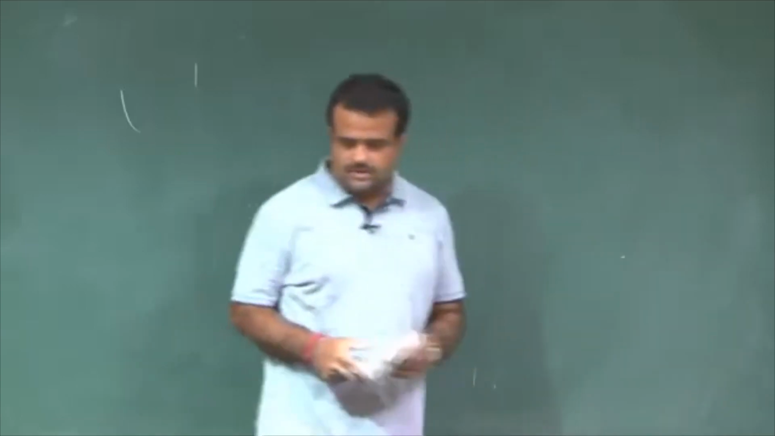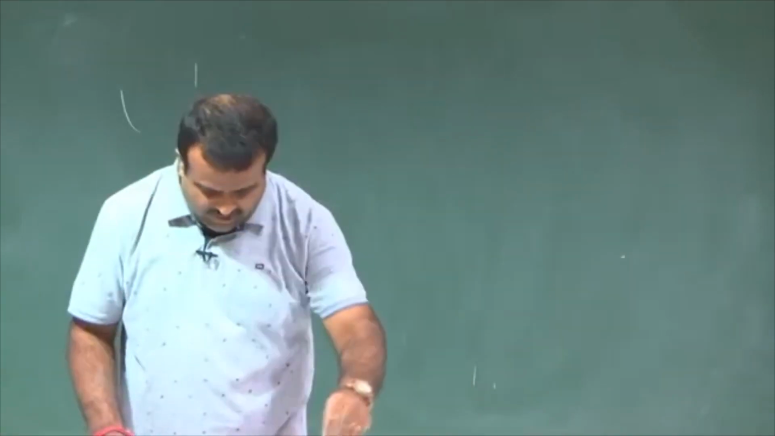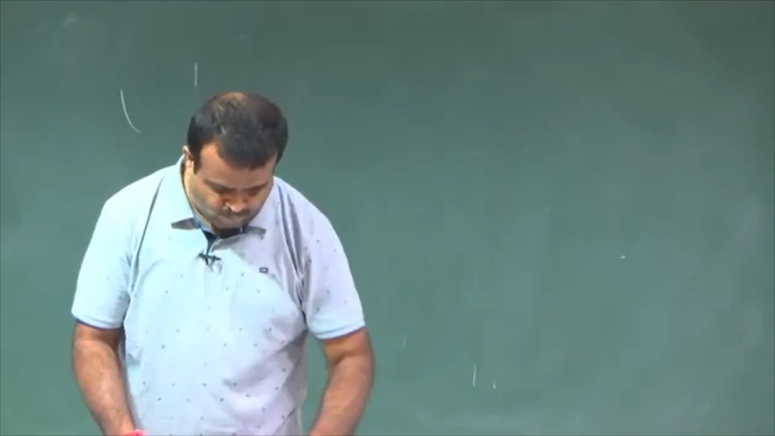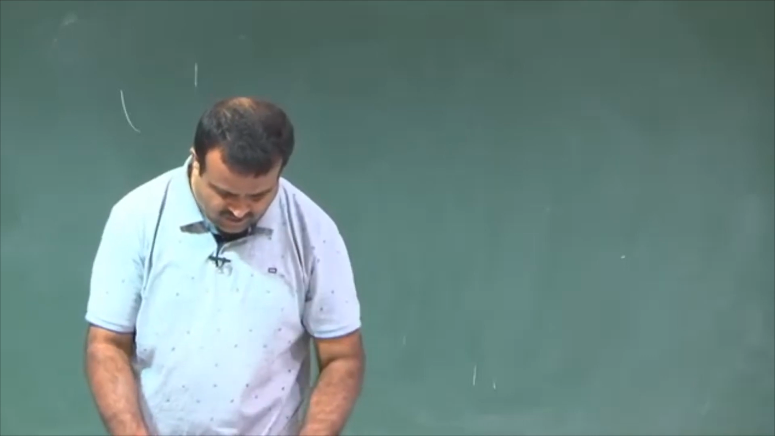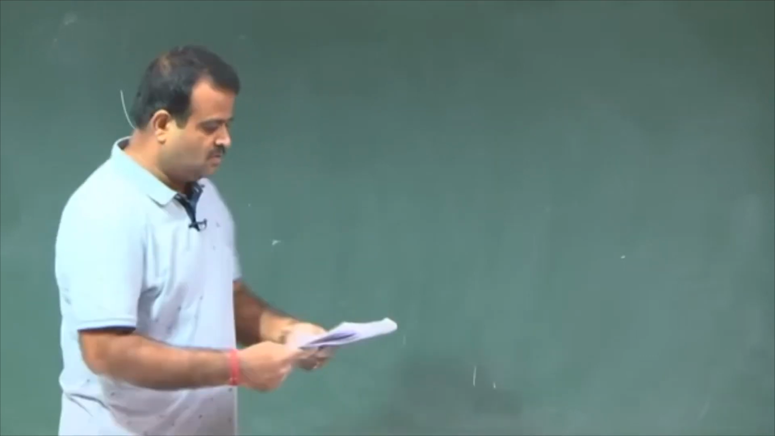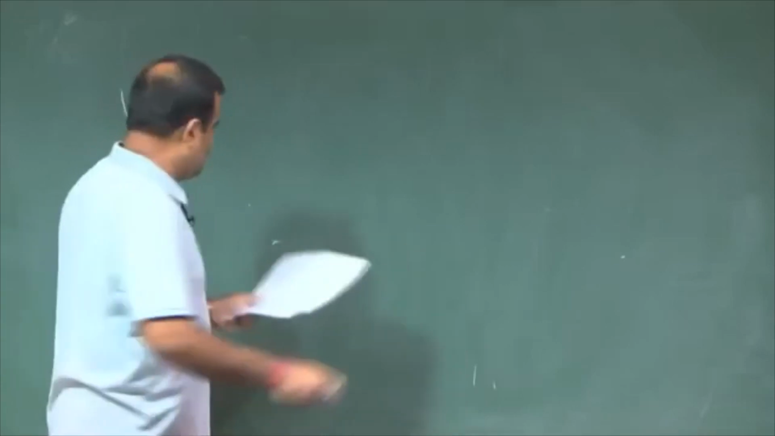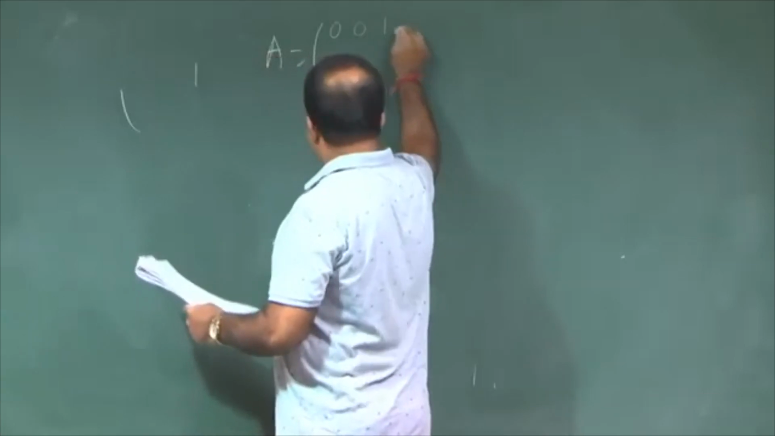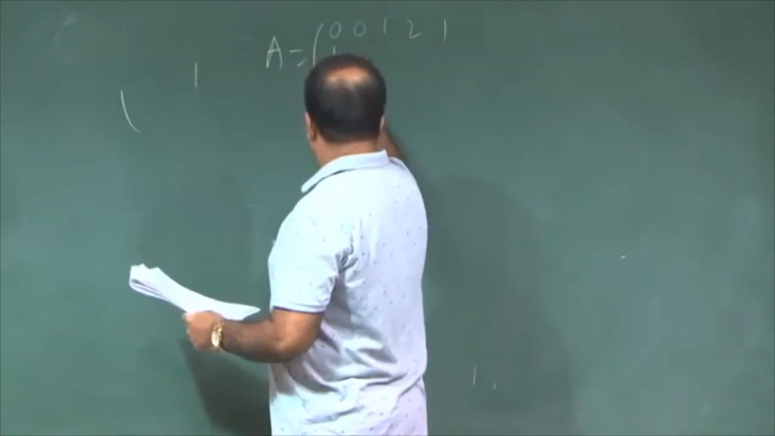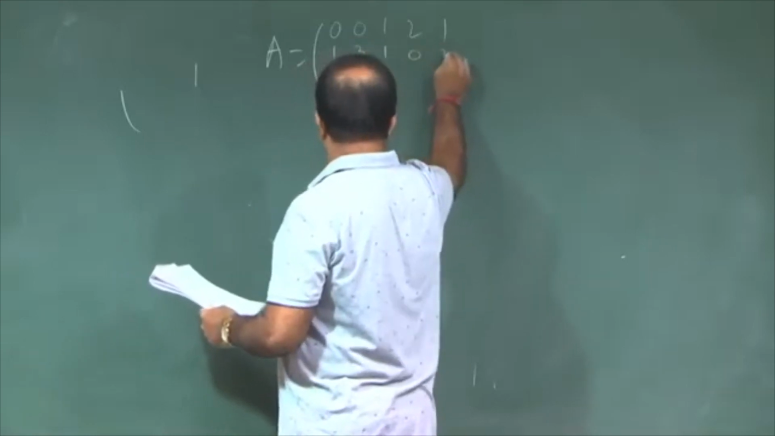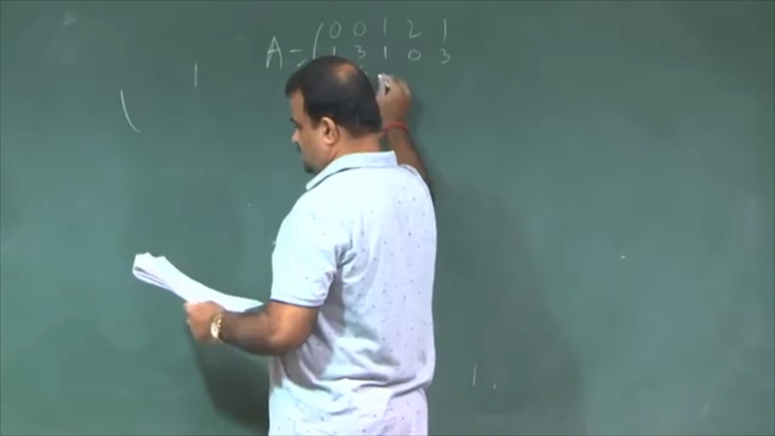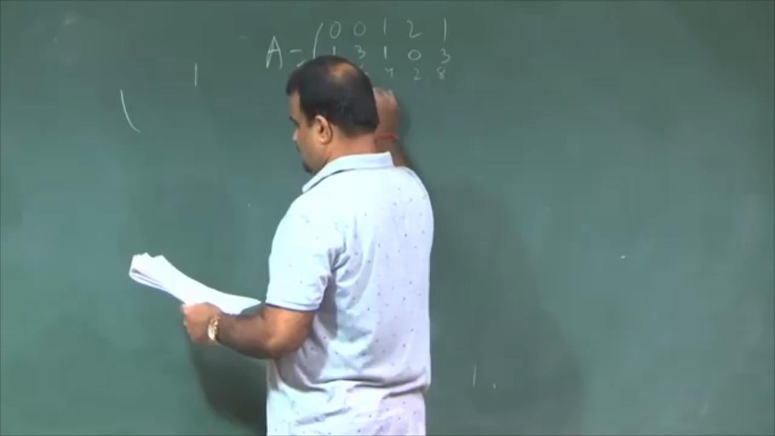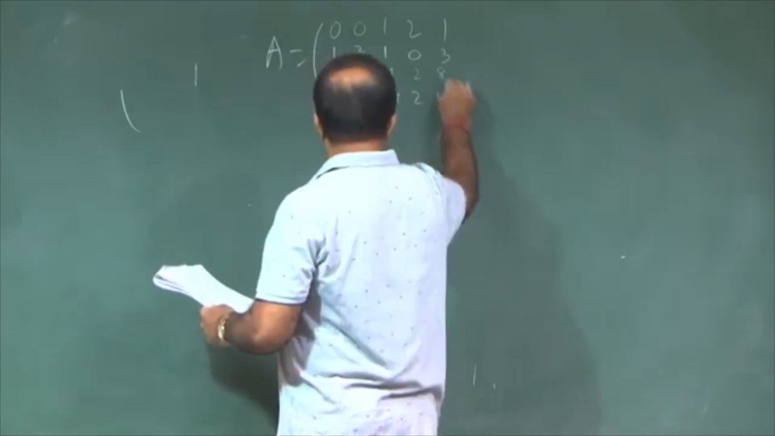So, now just to give a quick example, let me check whether I have an example. So, I want to take this normal form. So, suppose we have a matrix 0 0 1 2 1, 1 3 1 0 3, 2 6 4 2 3, 4 2 8 3 9, 4 2 10.